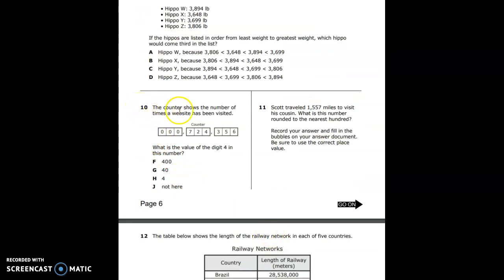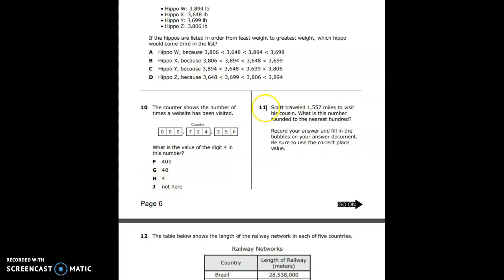Number 10. The counter shows the number of times the website has been visited. Here's the counter right here. What is the value of the digit 4 in this number? Is it F 400, G 40, H 4, or J not here?